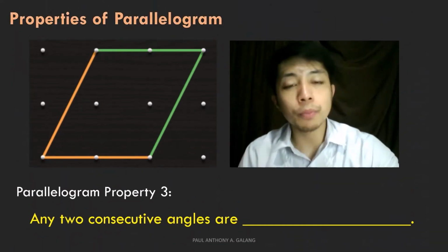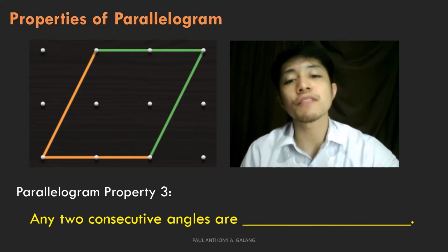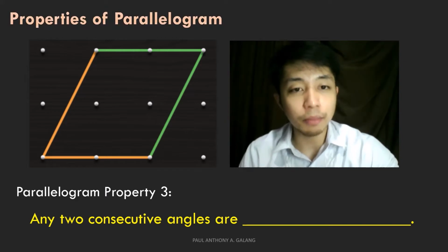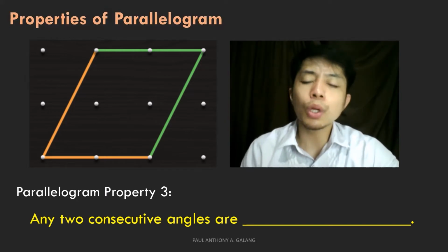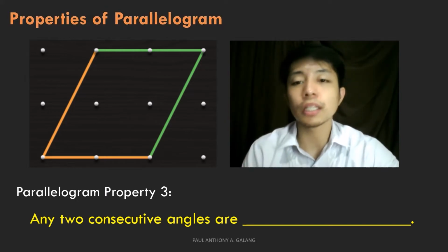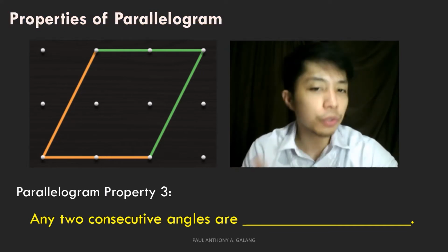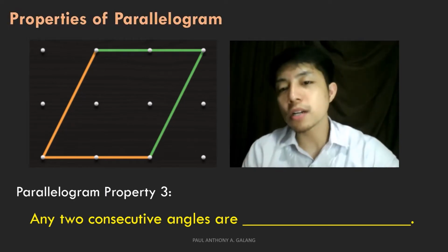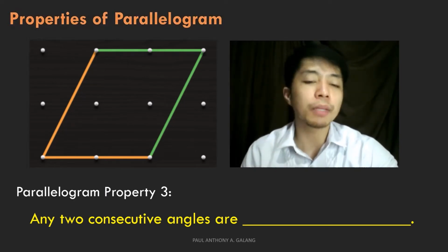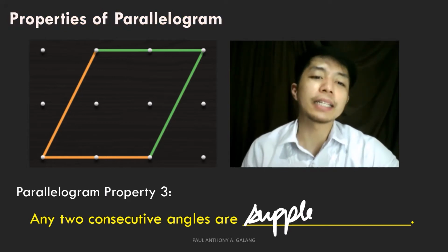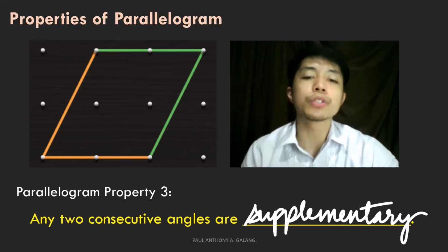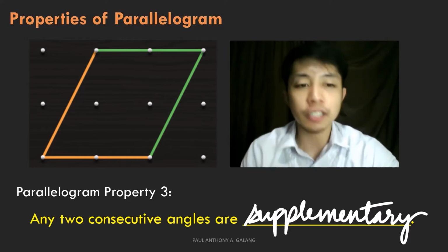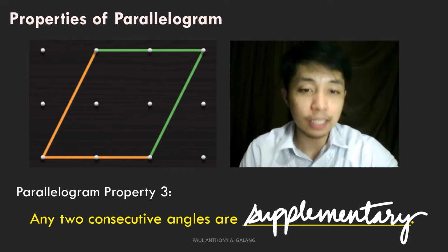For the third property, any two consecutive angles are blank. Consecutive here also means adjacent, meaning in the given illustration, look for two angles that are next to each other. What do you see? Can you describe it? Alright, the word that best fills the statement is supplementary. Why supplementary? Because when you add two consecutive or adjacent angles, the sum is 180 degrees.